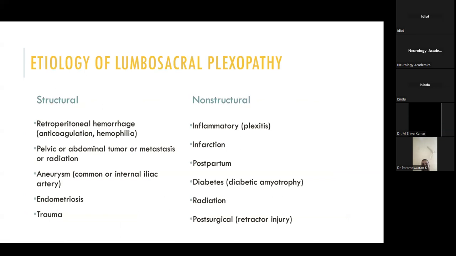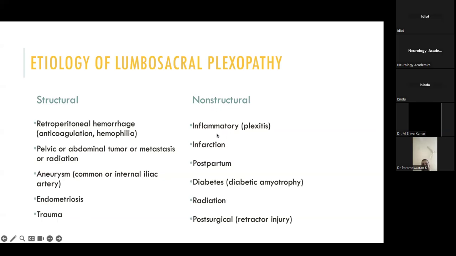Etiology of lumbosacral plexopathies. This is caused due to structural and non-structural causes. Structural causes are due to compression or any shearing stress during traumas. Here we can see retroperitoneal hemorrhage secondary to anticoagulation or in patients having hemophilia, and pelvic or abdominal tumors and metastasis and radiation therapy during the treatment of these tumors. Aneurysmal compressions are mainly from common iliac artery and internal iliac artery, endometriosis, and trauma.